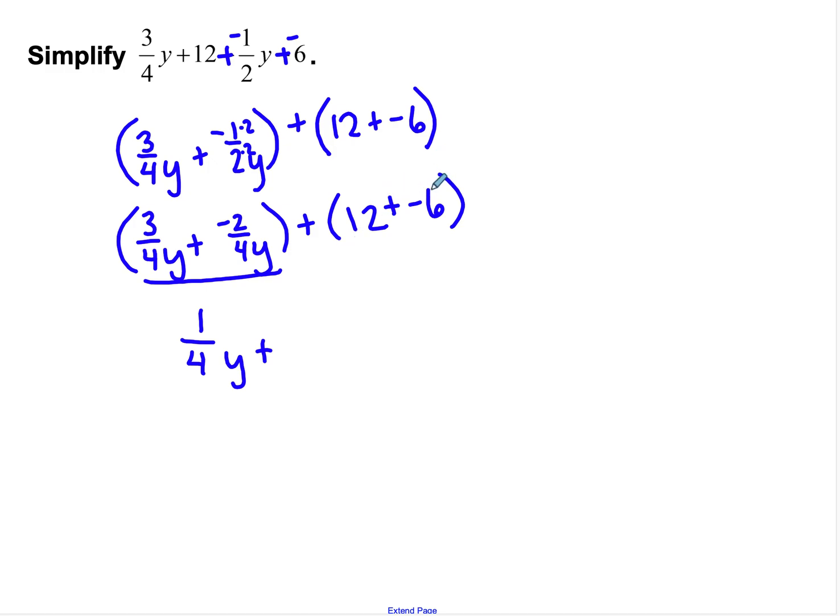12 plus negative 6, different signs, find the difference. That's going to be a positive 6. So I have 1/4 y plus 6.